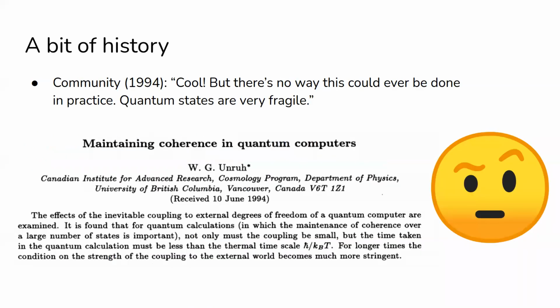However, there's skepticism from the community. So this paper, Maintaining Coherence in Quantum Computers, was exactly about this thing that we're talking about right now, noise. So Unruh was saying, there's no way you could ever do this. How could you control a quantum system so precisely and protect it from the environment so well? Quantum computing is due to a lot of people, but it's hard to overestimate Peter Shor's contribution.